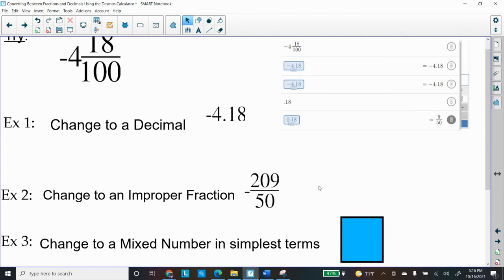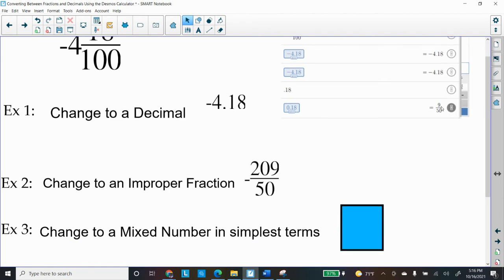And then we got it down to simplest terms, and our simplest fraction was 9/50ths, and we had -4, and there it is in simplest terms, -4 and 9/50ths. So we did a nice job using our Desmos calculators. It only took us a few keystrokes, and one of the main ones was the show answer button. So that's a very good button to know.